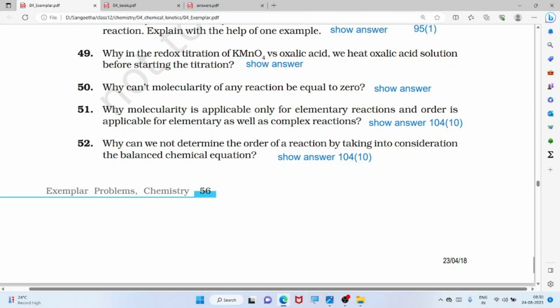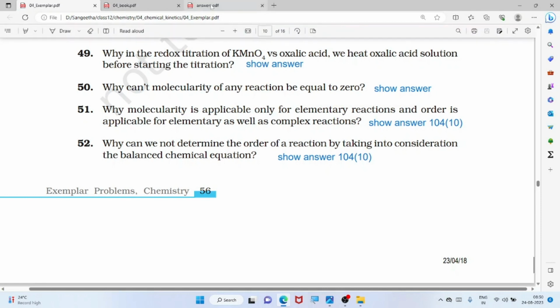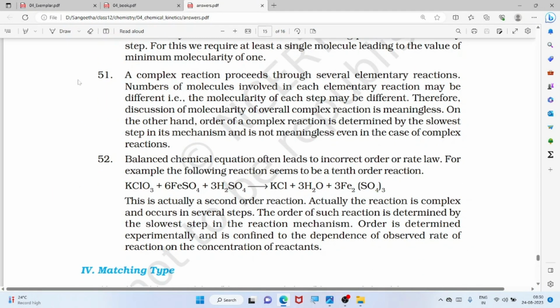Why is molecularity applicable only for elementary reactions, while the order is applicable for elementary as well as complex reactions? A complex reaction proceeds through several elementary reactions, several steps actually. The number of molecules involved in each elementary reaction may be different. The molecularity of each step may be different. Therefore, the discussion of the molecularity of the overall complex reaction is meaningless because it occurs in several steps.